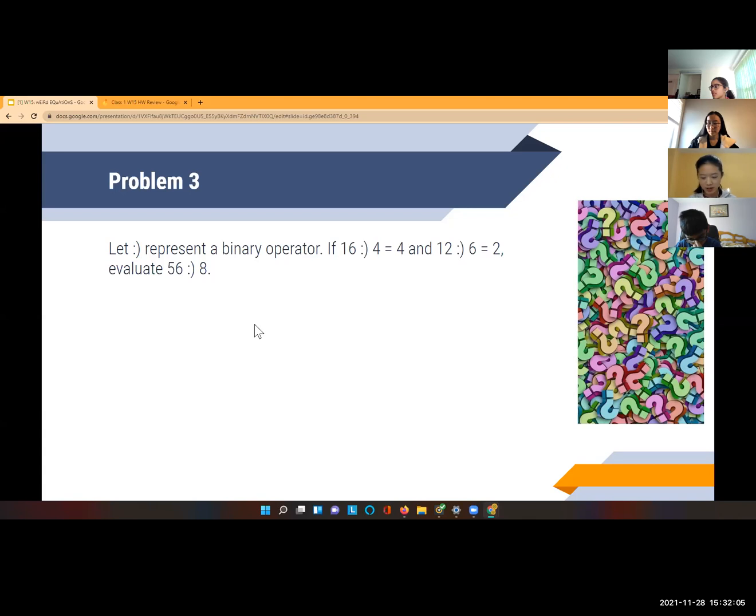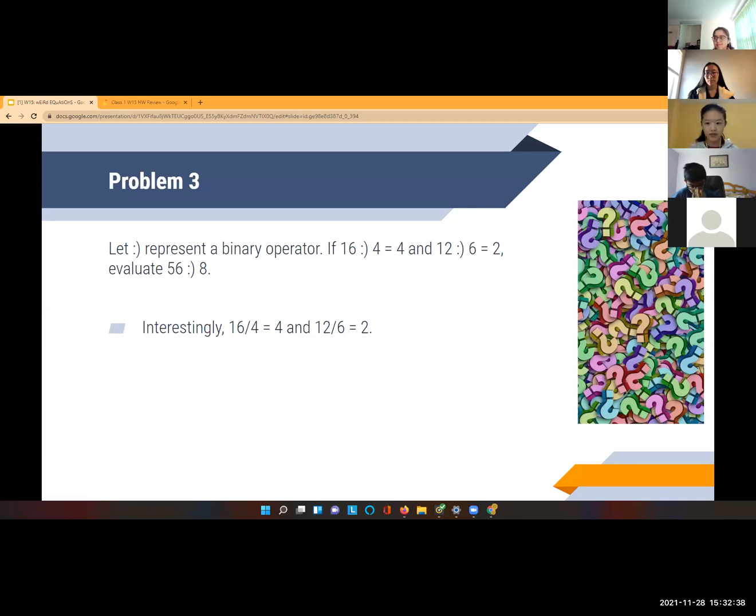You probably all noticed that 16 smiley face 4 equals 4. That happens to be 16 divided by 4 equals 4. And just to confirm that, 12 smiley face 6 equals 2, which happens to also be 12 divided by 6 equals 2. Once you have that information, you can assume you're performing division. So when you evaluate 56 smiley face 8, you can just do 56 divided by 8, and that gives you the answer of 7.